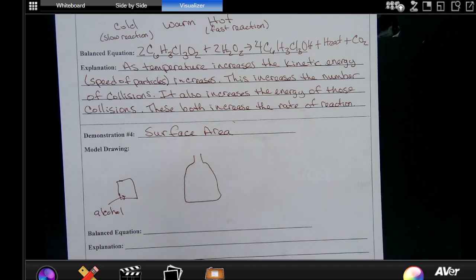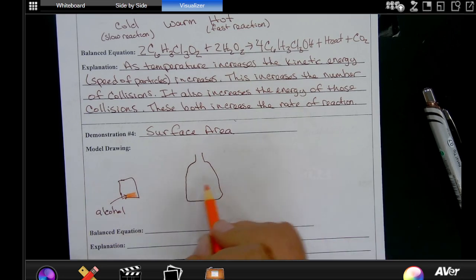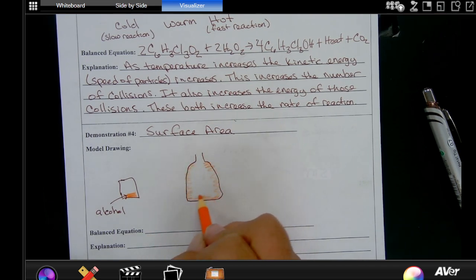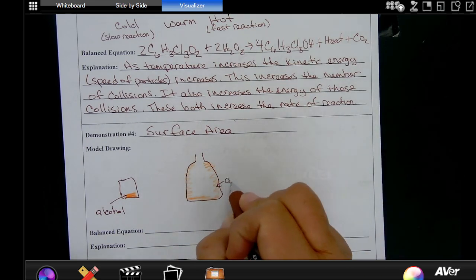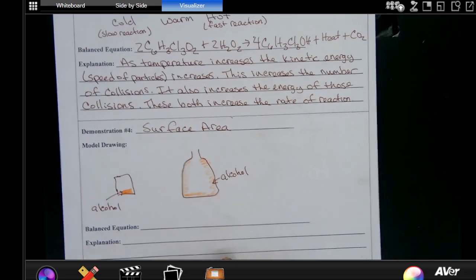And we're going to do the same thing. I'm just going to put a color in here, and I'm going to put alcohol at the bottom. But you're going to see I'm going to actually spread the alcohol out around my larger bottle. And we're going to see what happens to that rate of reaction, okay?